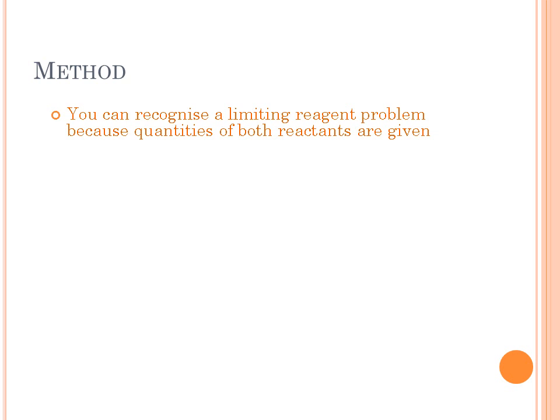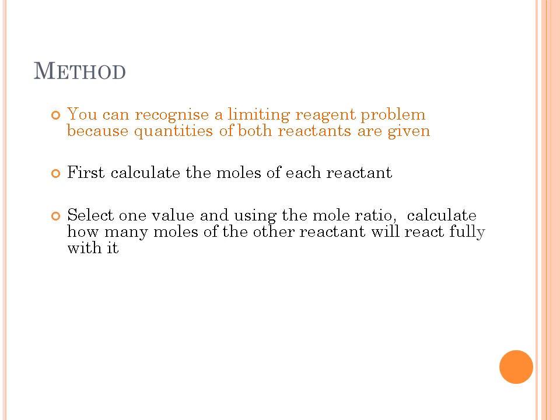Once you've identified the type of problem, then the first thing we have to do is calculate the moles of both of the reagents that we're starting with, or both of the reactants. Then we need to choose one of those values, and by checking with our mole ratio we can calculate how many moles of the other reactant will react with it. It doesn't matter which one you choose, either the first or the second, you'll still get the answer out that you need.